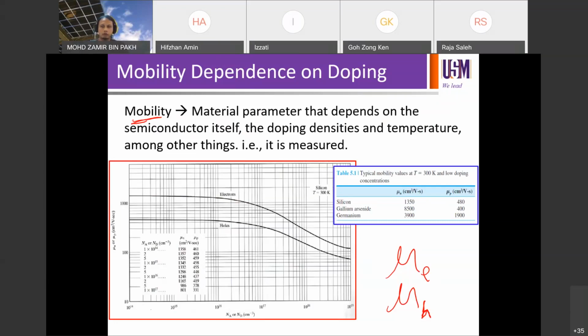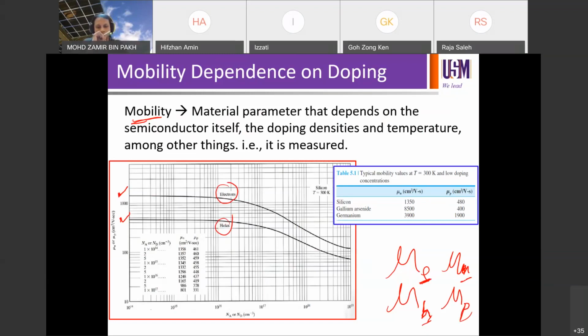So you can look at this graph. Here, mobility is given on the y-axis, either for N and P, E and H, okay? In some cases you will see this as mu N, mu P. So either you put E or N, the same, or H or P, the same. So you are referring to the same thing. The top curve is for electron and the bottom curve is for hole.